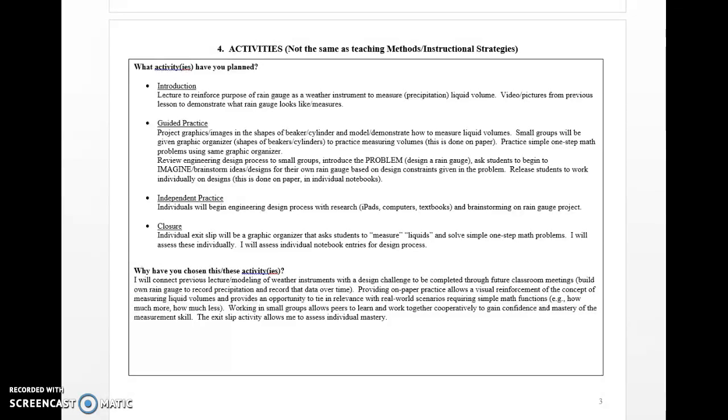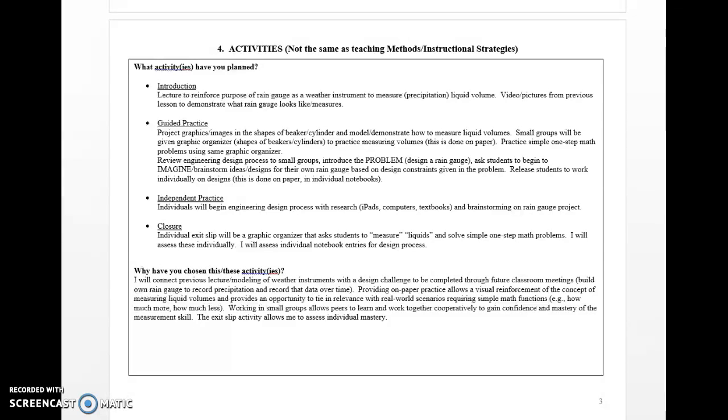Closure at the end of the lesson for this day: I will be looking at their notebook entries over time for a particular unit. That design project will be rated on a rubric of some sort. I'll be looking for completeness and accuracy along the way, formatively, but it will eventually be assessed at the end of the unit. But for this particular day, an exit slip lets me check to see who got it and who didn't.